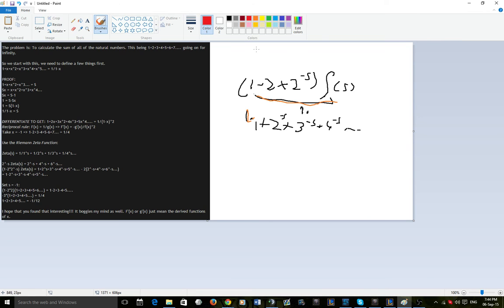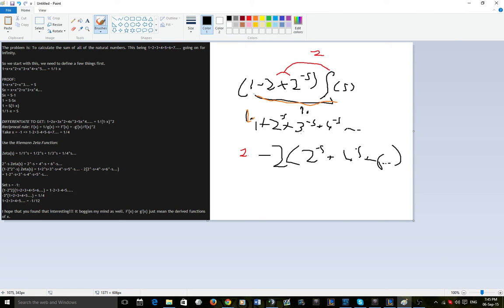Now, 2. Let's use a different colour for this. We have to do 2 times 2 to the minus s. So this, and then these two here. So 2 is minus 2 times what we had earlier: 2 to the minus s plus 4 to the minus s plus 6 to the minus s, dot dot dot.